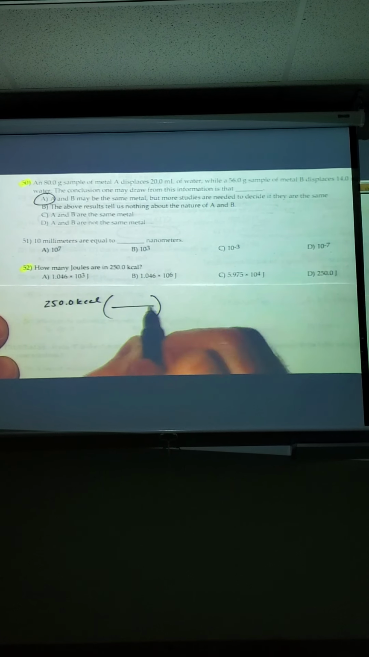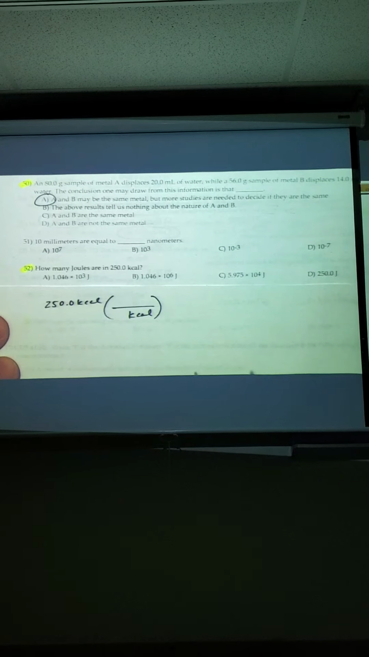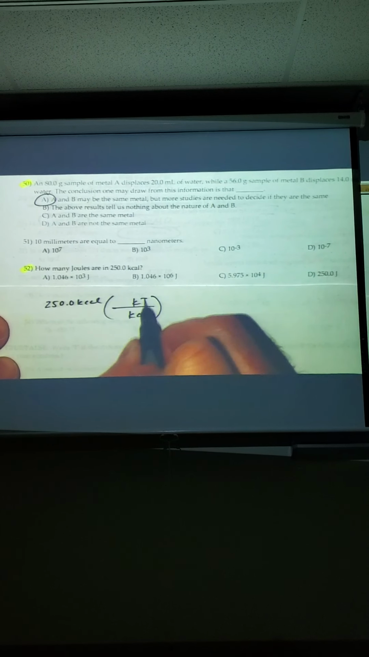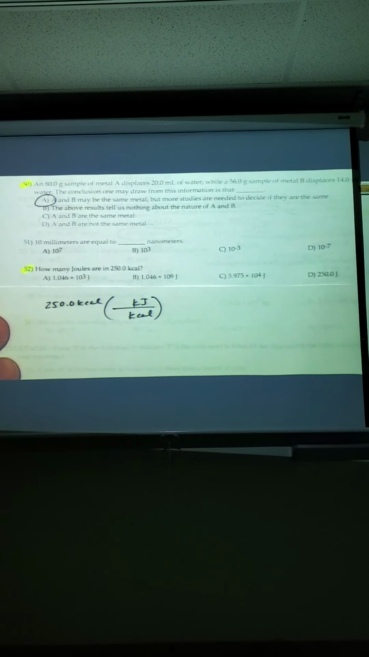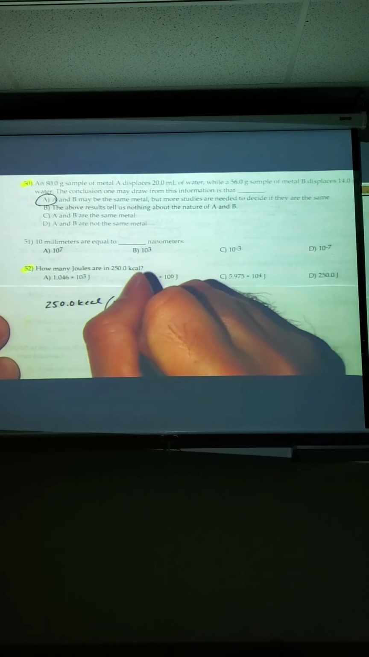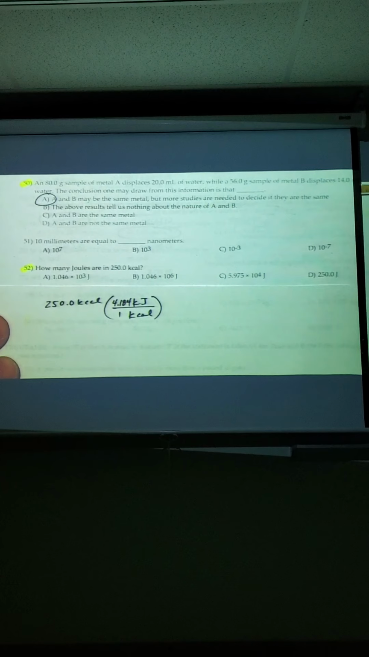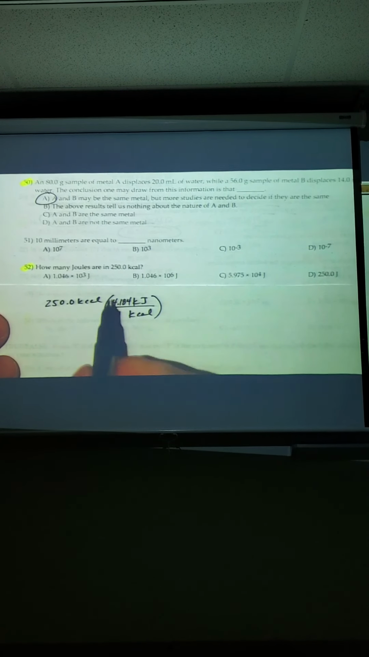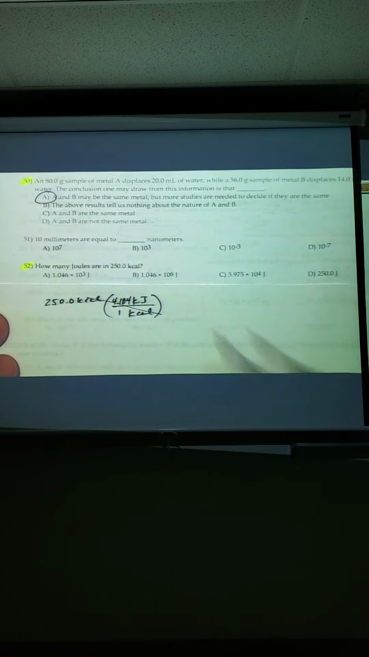So if we have 250 kilocalories, we need to get rid of kilocalories. We know that kilojoules and kilocalories were used a moment ago. We said that 1 kilocalorie is 4.184 kilojoules, and that one's in the book towards the Twinkie thing. But kilojoules is not joules, so we need to keep going.